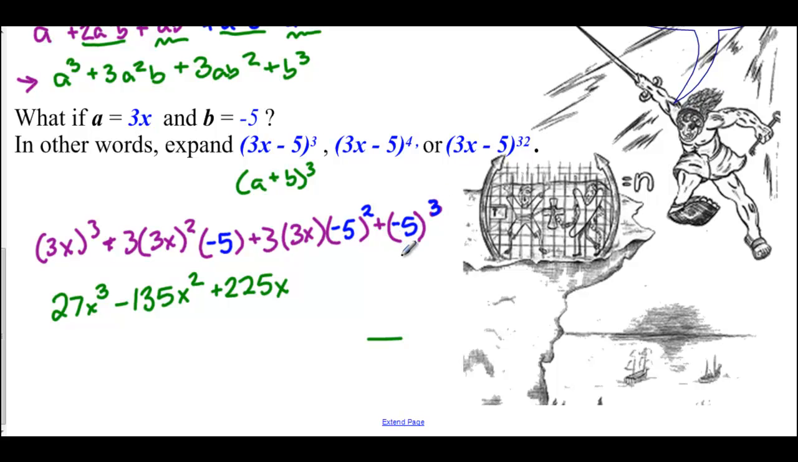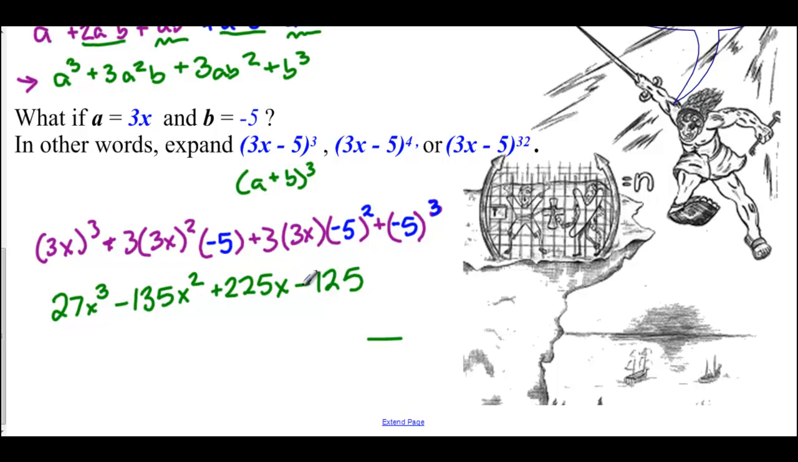Negative 5 times negative 5 times negative 5. 3 negatives is going to end up with a negative. We're going to end up with a negative 125. Is that okay? Do you guys understand that we just plugged in 3x for A and plugged in a negative 5 for B? Yeah, sort of.